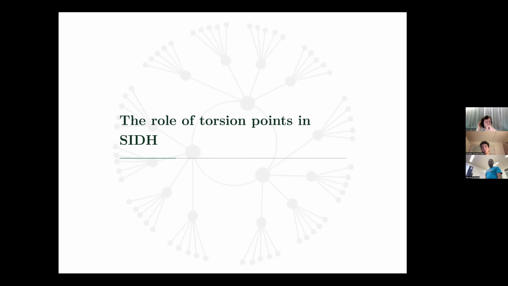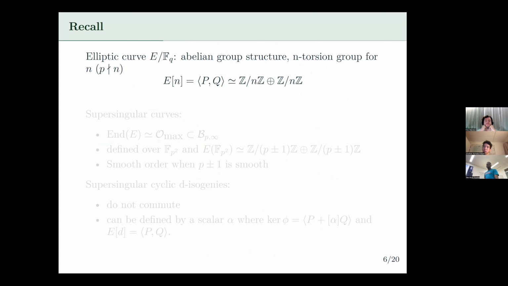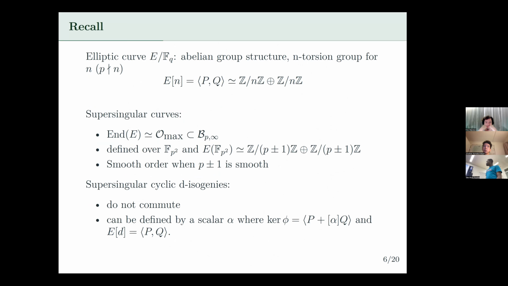So let's start with the role of torsion points in SIDH. Before that, we recall that if you take an elliptic curve defined over Fq, then the n-torsion is a free group of dimension 2. Supersingular curves have an endomorphism ring of dimension 4. They are always defined over Fp squared, and their cardinality over Fp squared is either (Z over (p+1)Z) squared or (Z over (p-1)Z) squared. This is why you can easily control the order of supersingular curves and hence have a large amount of smooth torsion defined over Fp squared.